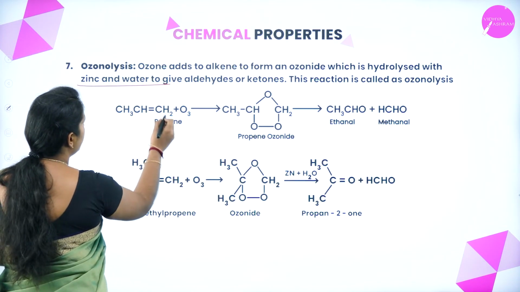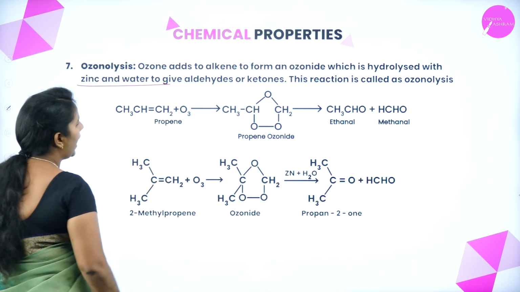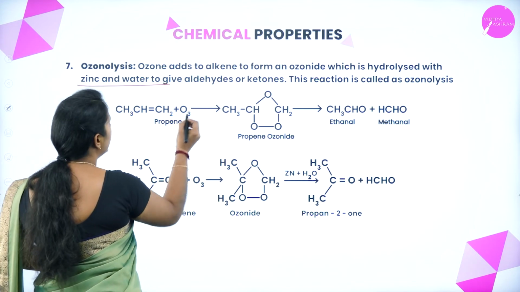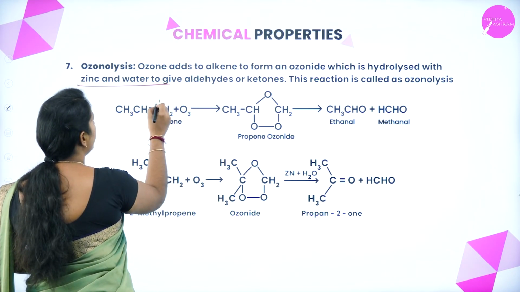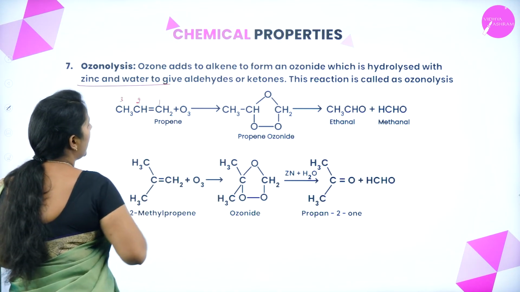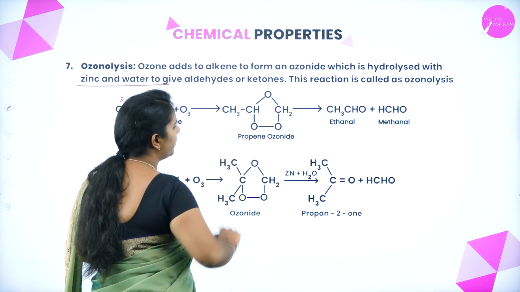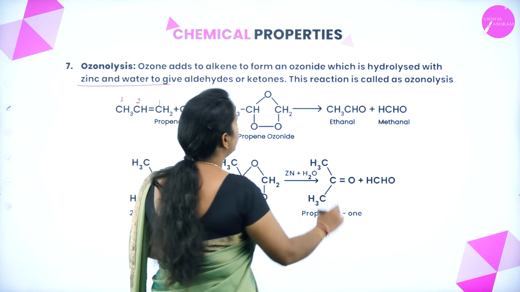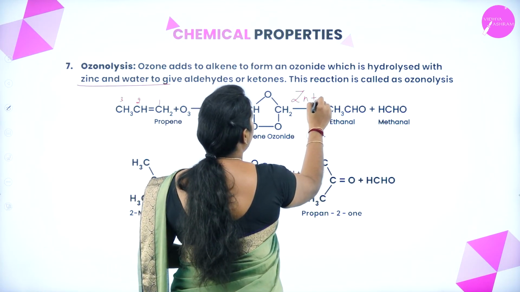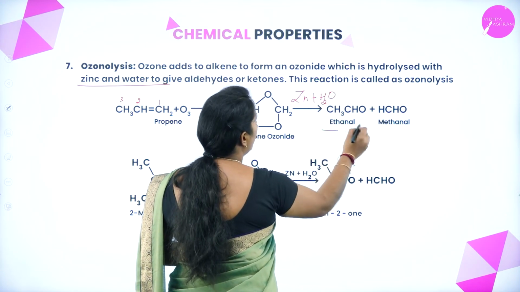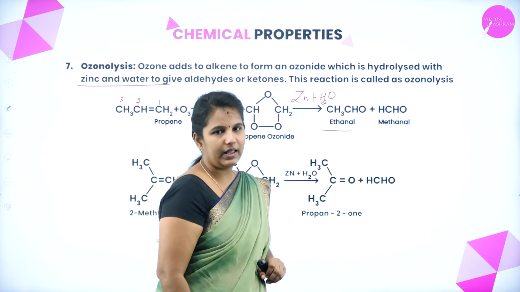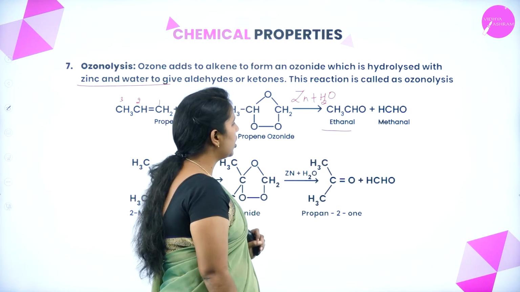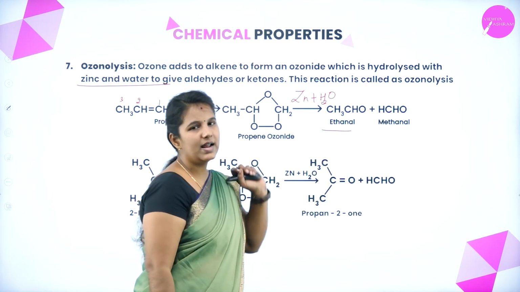Here I have considered propene, which is added with the ozone. First it will form an intermediate product where this ozone will be introduced between the first two carbon atoms and forms a propene ozonide. Which, upon further reduction with zinc and water, will form what? It will form an aldehyde. It forms what? Aldehyde, and the names of these compounds are ethanal and methanal.